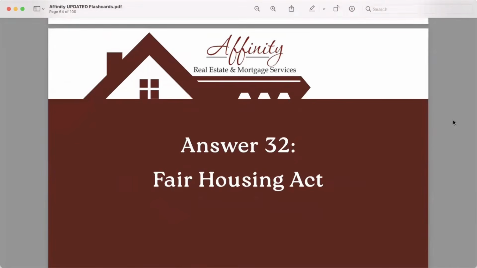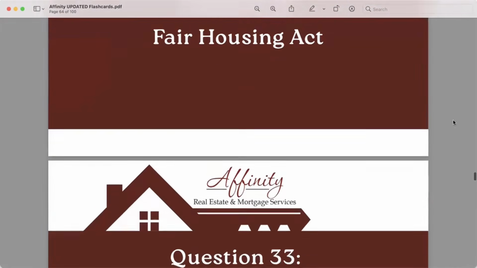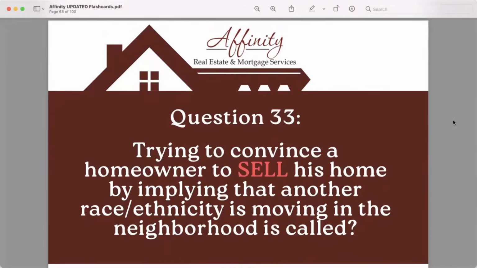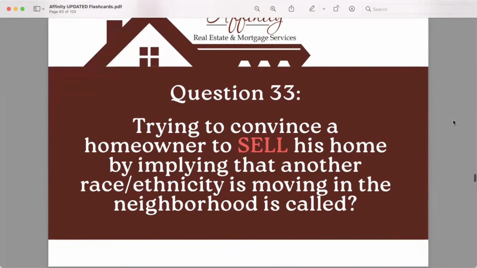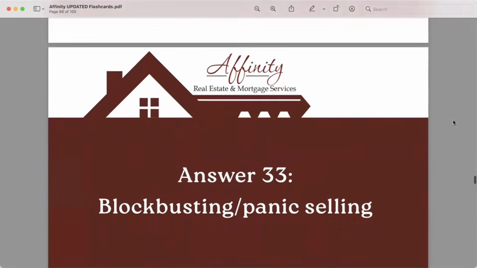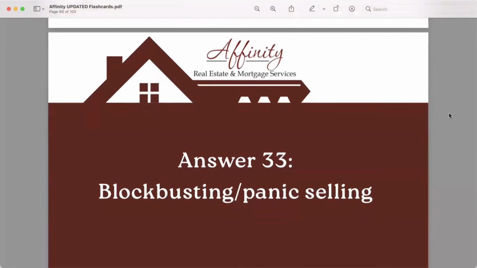The answer is Fair Housing Act. Question number 33. Trying to convince a homeowner to sell his home by implying that another race or ethnicity is moving in the neighborhood is called what? The answer is blockbusting or panic selling.